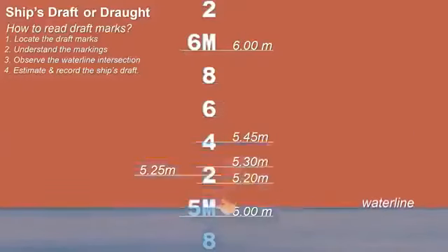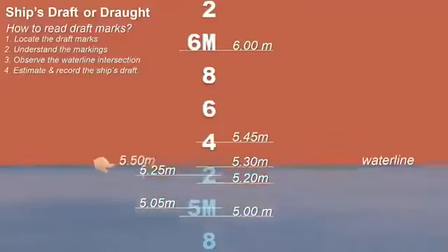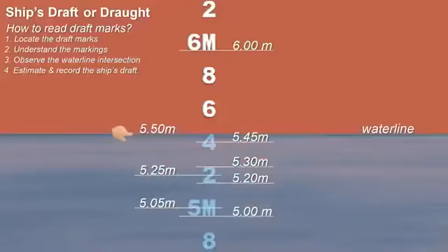Now, confusion may arise to some maritime students when it comes to this scenario, where the waterline is in the middle of 5-meter draft mark. It reads 5.05, not 5.50 meters. The waterline of draft 5.50 meters is on the top of this numeral 4 draft mark.